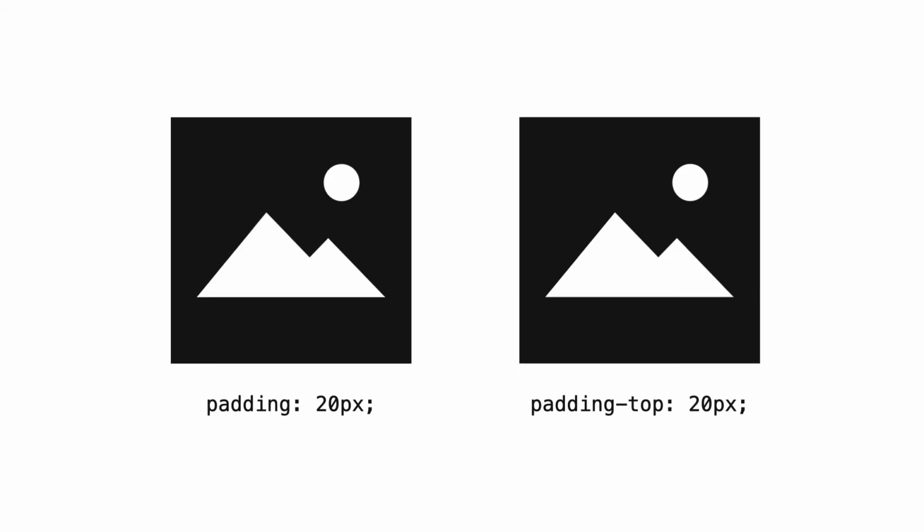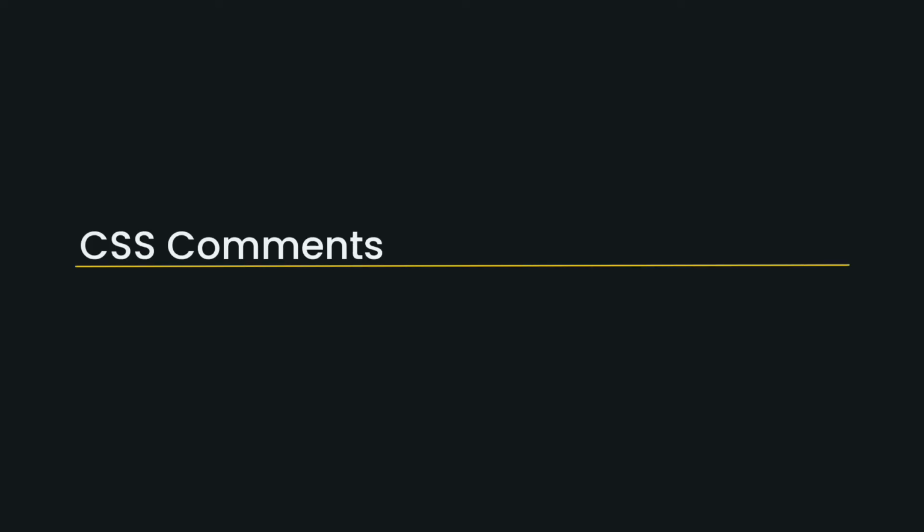In the following example, just using the shorthand padding syntax will apply 20 pixels to all 4 sides using one declaration. But if you only wanted to add padding to the top, then using the one longhand property padding top may be more appropriate. I'll be diving deeper into this concept as I discuss specific CSS properties throughout this series.